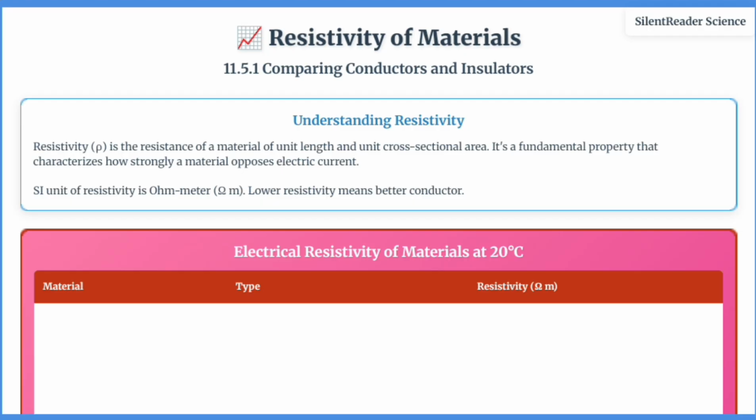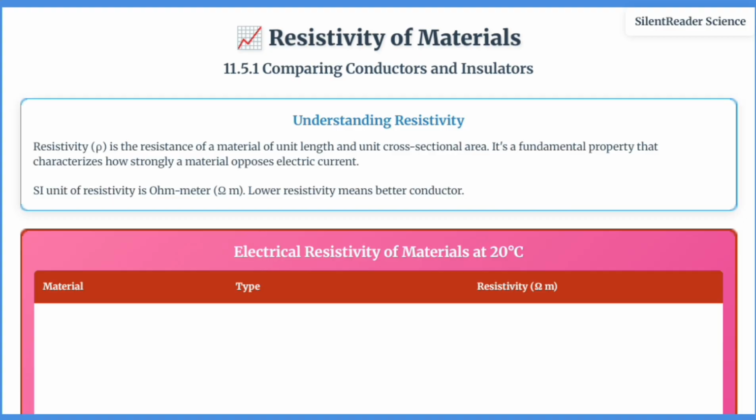Now let's discuss resistivity, which is a fundamental property of materials. Resistivity, represented by the Greek letter ρ, is the resistance of a material of unit length and unit cross-sectional area. It characterizes how strongly a material opposes electric current. The SI unit of resistivity is ohm meter. Lower resistivity means better conductor.